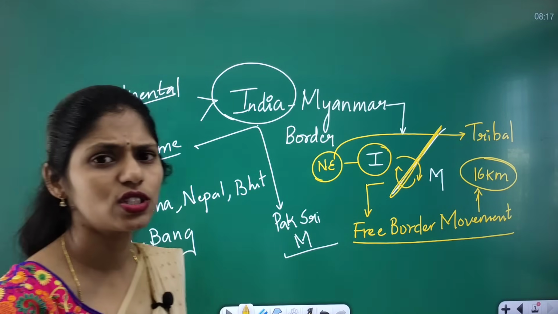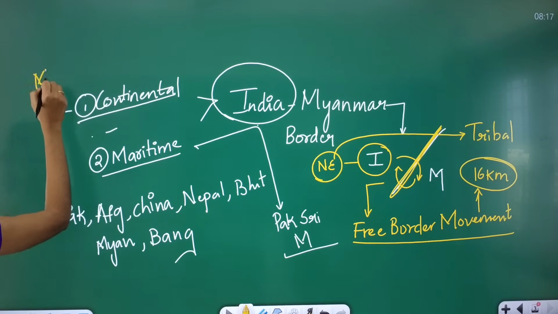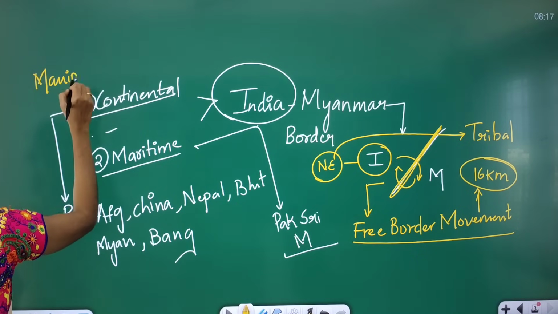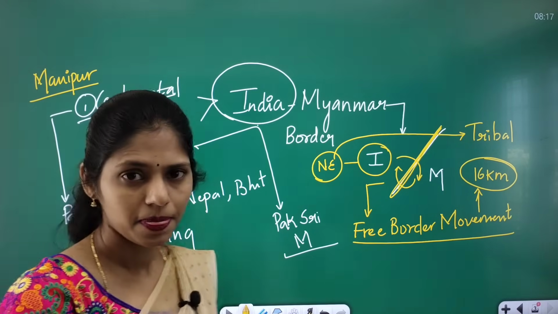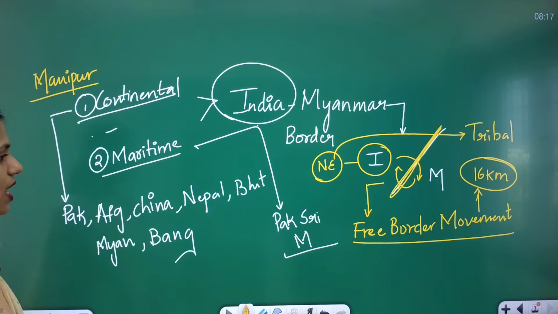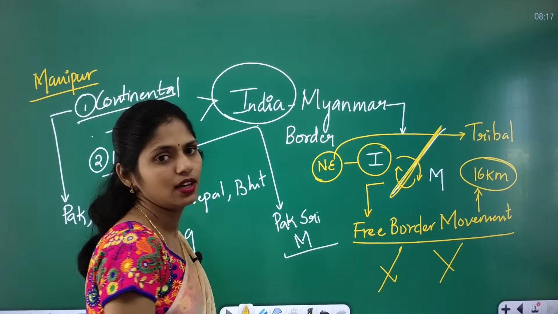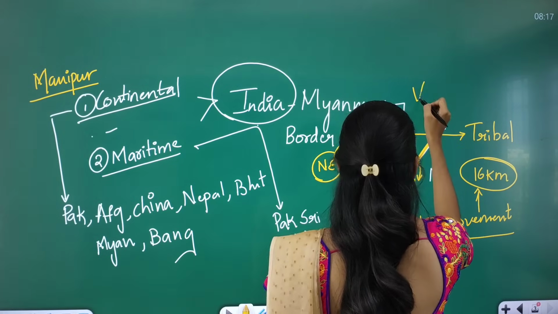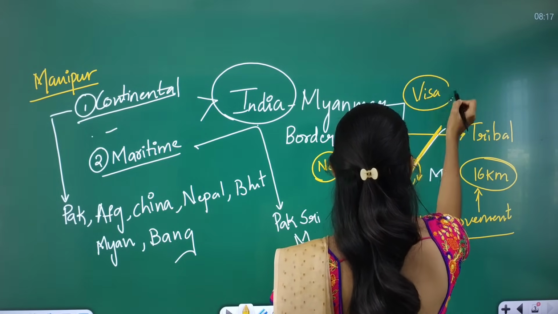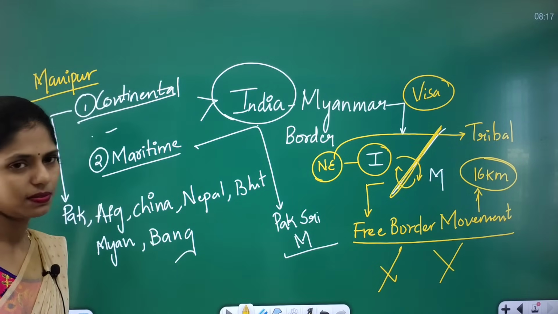But you know the issue that is going on in Manipur, the communal violence happening between the Meiteis and Kukis and Zos. Yes or no? Because of this, the central government took a decision to scrap, that is to remove, the free border movement between India and Myanmar, and the government also said that from now onwards there is a need of a visa to cross the border. This is the main thing that was said.